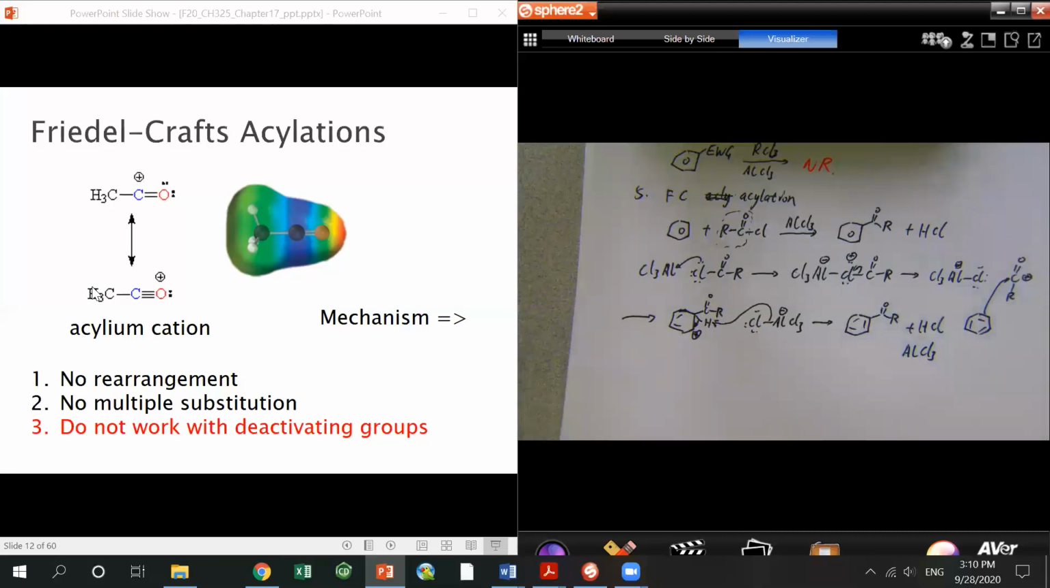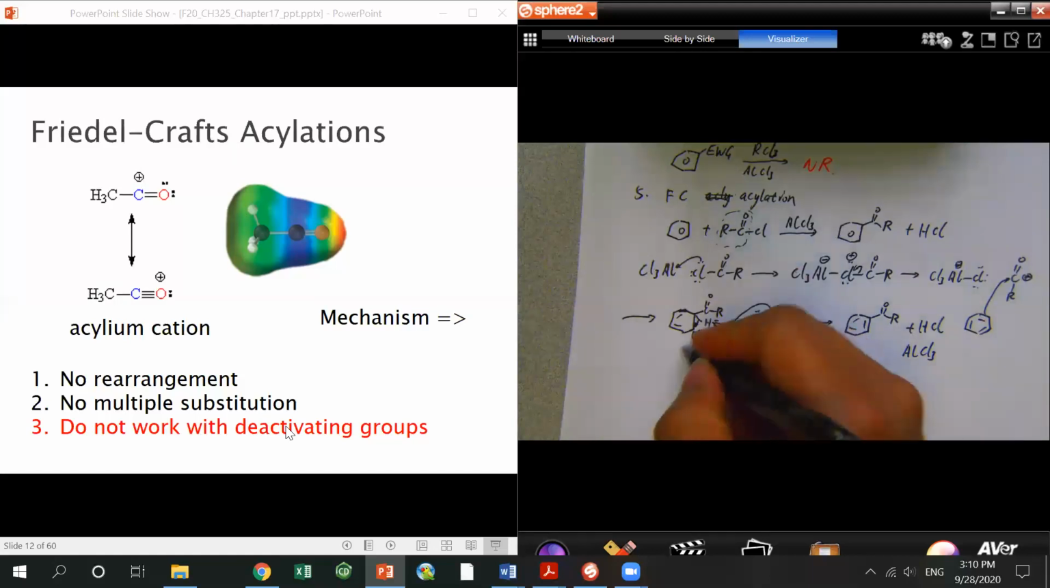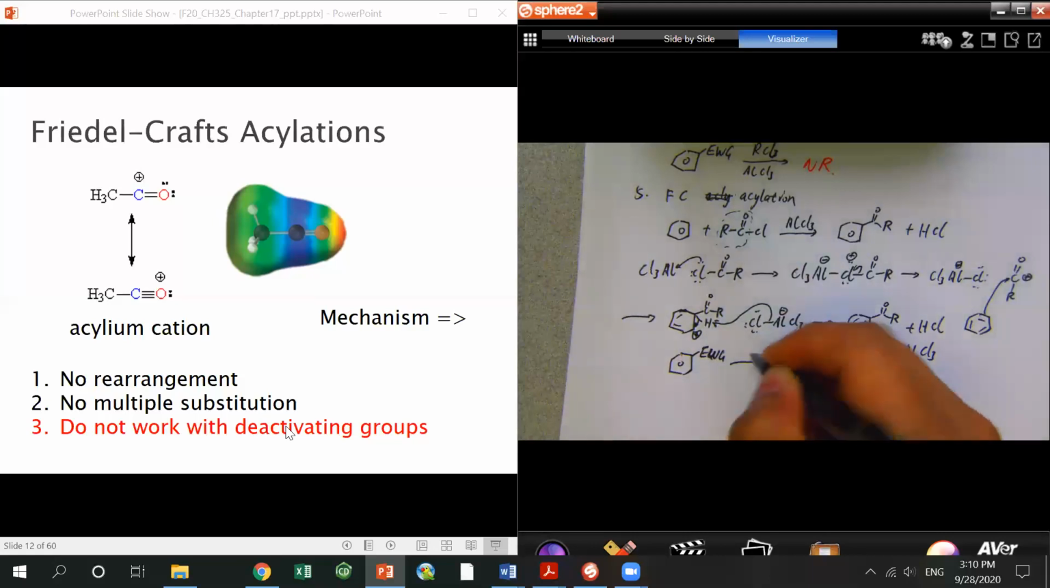And the only drawback of Friedel-Crafts acylation, same as Friedel-Crafts alkylation, is that if there is a deactivating group, you cannot do any acylation reactions. So similar here, with an electron withdrawing group, if you want to do Friedel-Crafts acylation, it also cannot work. No reaction.